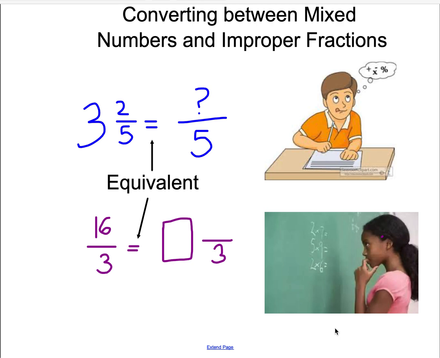Curtis, and today's quick review just kind of gives us some real practice converting between mixed numbers and improper fractions, like 3 and 2/5. What's the equivalent or equal improper fraction? Therefore, we can also find an equivalent or equal mixed number of the improper fraction of 16 thirds.